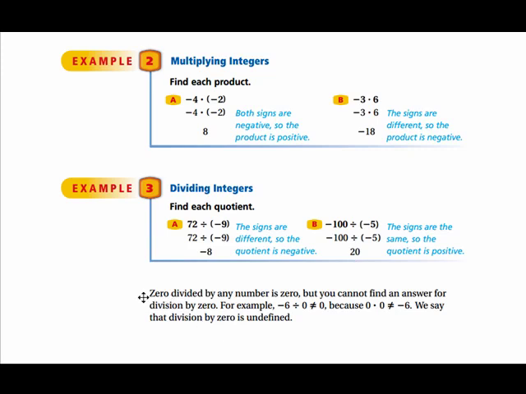There is a quick note right here. 0 divided by any number is 0, but you cannot find an answer for division by 0. For example, negative 6 divided by 0 does not equal 0 because 0 times 0 does not equal negative 6. So in this type of problem, when we have division by 0, the answer is the word undefined. You would just write undefined.